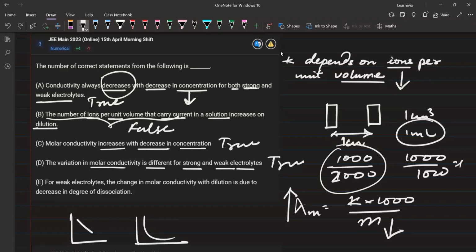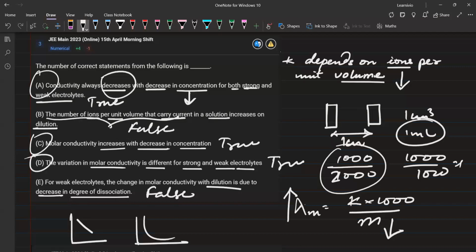And for weak electrolyte, the change in molar conductivity with dilution is due to the decrease in degree of dissociation? No, because as we are diluting, the degree of dissociation increases. So with dilution, a decrease in degree of dissociation does not happen. This is false. So how many true statements? A, C, and D. These are the three true statements.